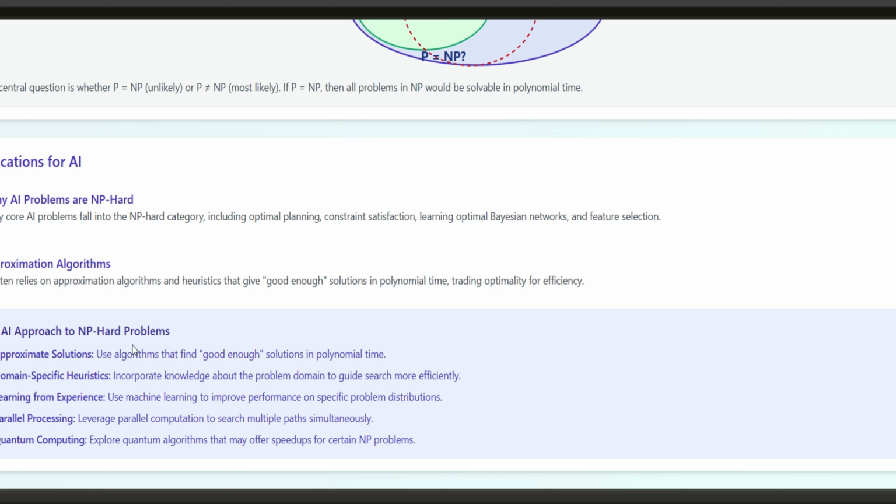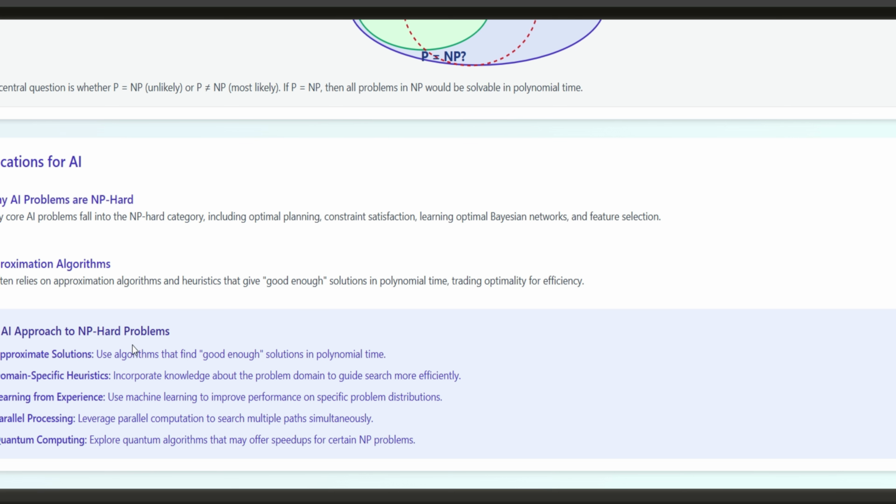Because of that, AI researchers and engineers don't try to solve these problems exactly. Instead, they use approximation algorithms. The idea is to find a solution that's close enough to the best one, something that works well enough even if it is not perfect. And more often than not, this is good enough in practice.